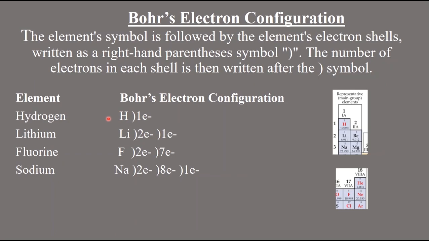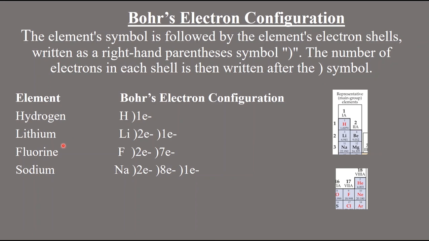Let's see how to write Bohr's electron configuration. In Bohr's electron configuration, we start with the symbol of the element, and after that we write a right-hand parenthesis symbol. The first right-hand parenthesis indicates the first shell. If there are 2 right-hand parentheses, it means there are 2 shells. 3 right-hand parentheses means that this element has 3 occupied shells. So for instance, for hydrogen, we write hydrogen and then the first shell, and there is only 1 electron in that shell, so we write down that electron as 1.